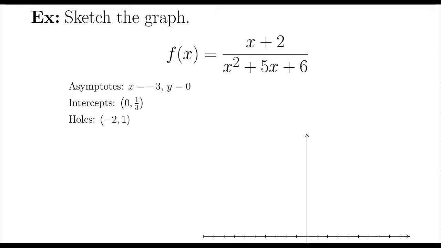Okay, let's sketch the graph of the given rational function. You want to do this last, after you found the asymptotes, after you found the intercepts, and after you found any holes in the graph. You want to use all of these things to draw the graph. So let's get started with the asymptotes.